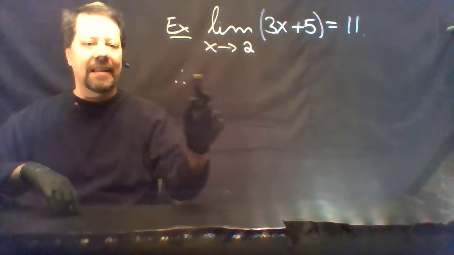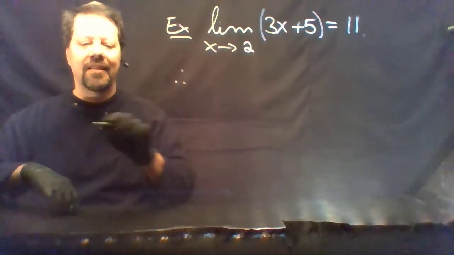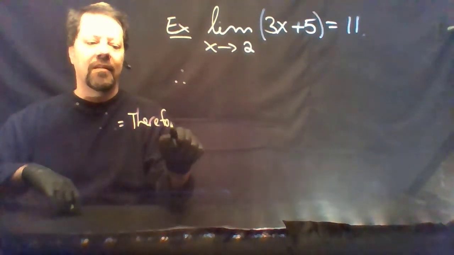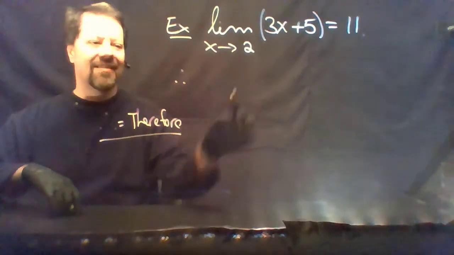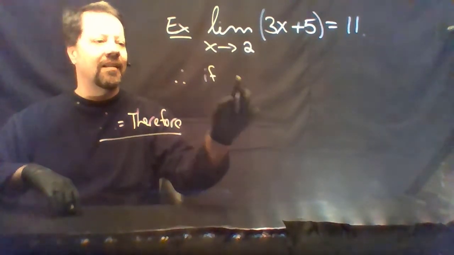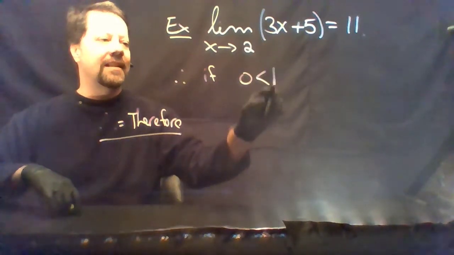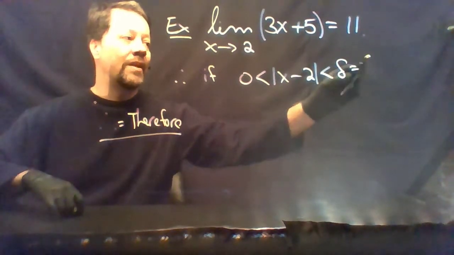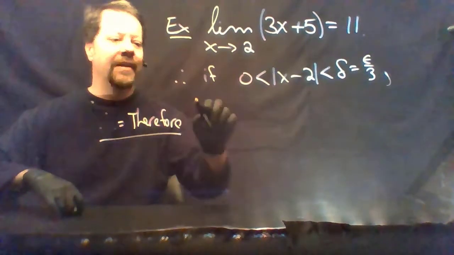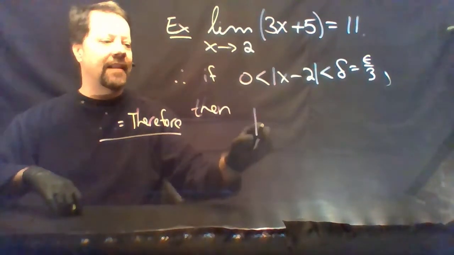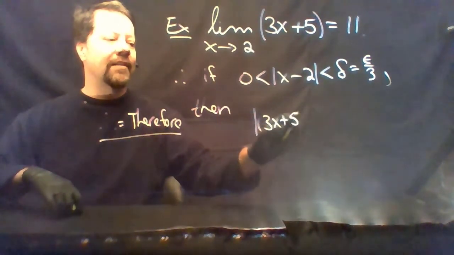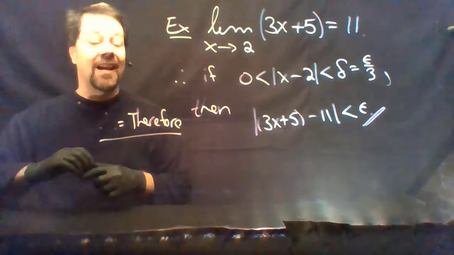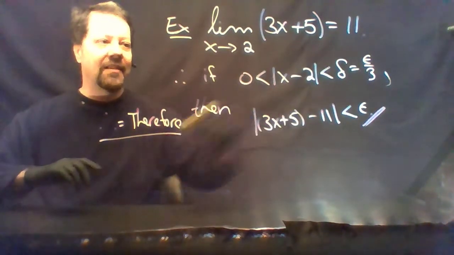It follows immediately then, oh, by the way, a triangle of 3 dots means therefore. Therefore, if 0 is less than the absolute value of x minus 2 is less than delta, which is now equal to epsilon divided by 3, then the absolute value of the quantity 3x plus 5 minus 11 will be smaller than epsilon. And that demonstrates that this limit is true.